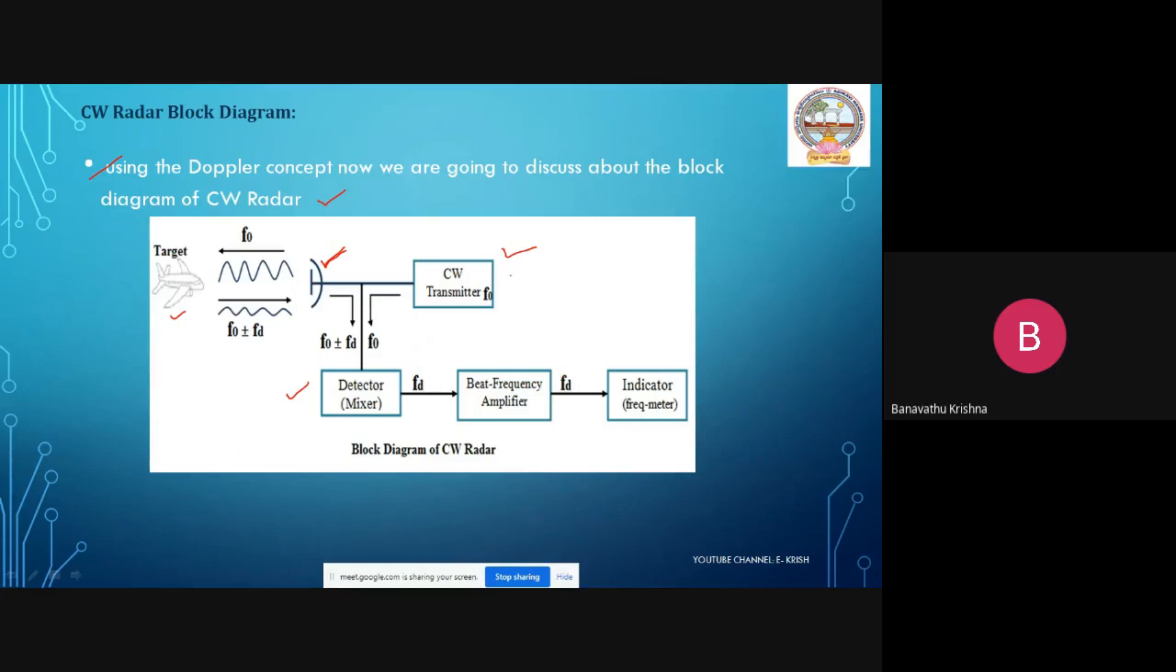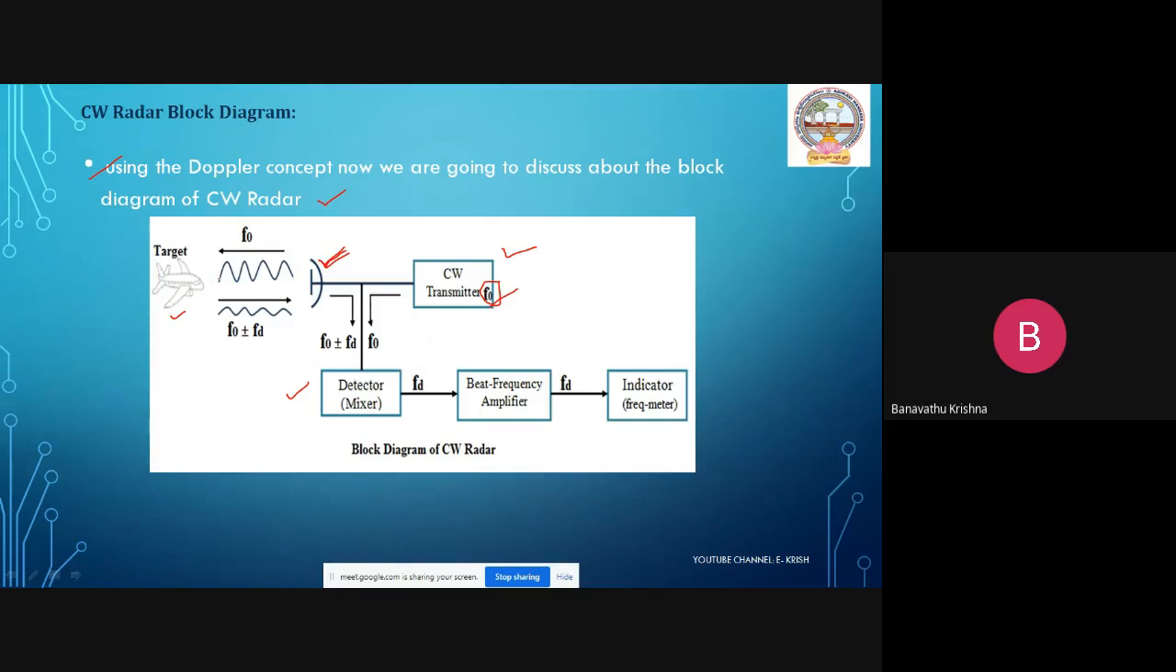Okay, coming to the CW radar here. The CW radar transmits the signal into space with a frequency of F naught. The transmitter generates a continuous oscillation of frequency F naught, and it is radiated into space by the antenna. The transmitted signal continuously goes into space. If a target is available, it hits the surface of the target, is intercepted, and scatters the signal in all directions.